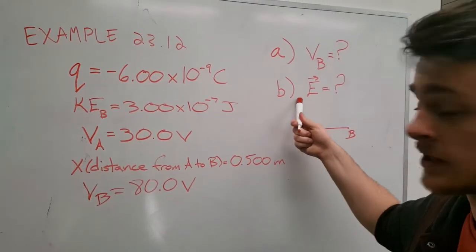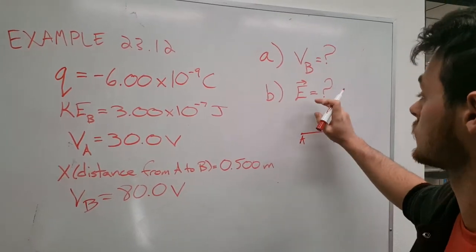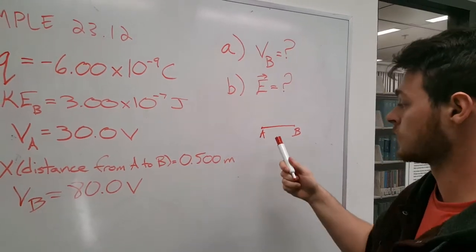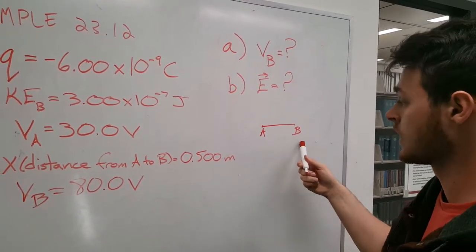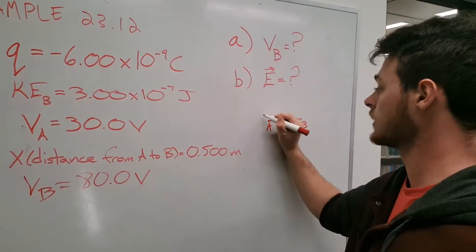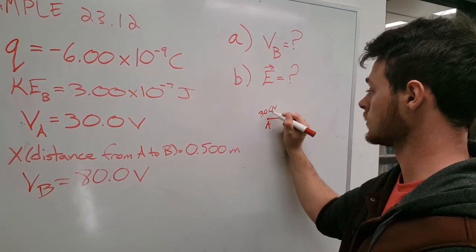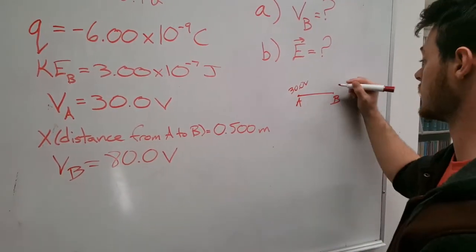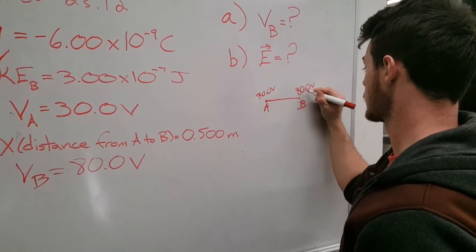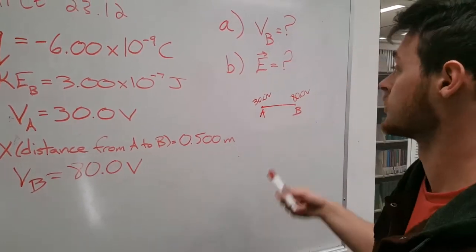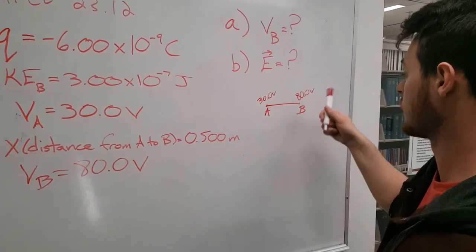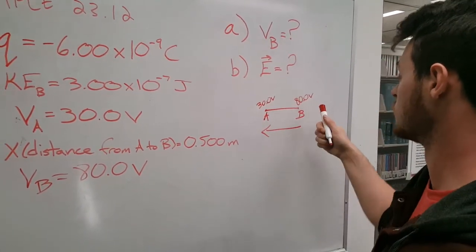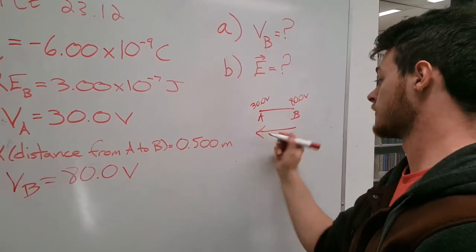Alright, in part B of the problem, we're trying to find the magnitude and direction of the electric field. We've moved our particle from point A to point B, and we know that the voltage at point A is 30.0 volts, and we found in part A that the voltage at point B is 80.0 volts. So our first task is to find the direction of the electric field. We have higher potential here and lower potential here, so the field should point from high to low potential.